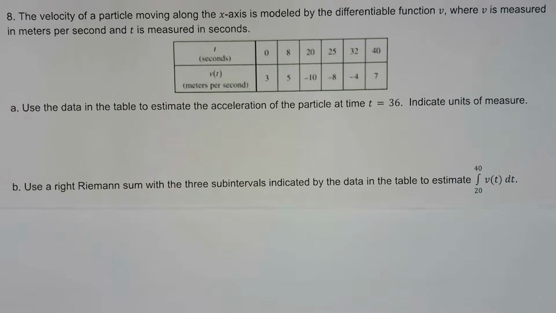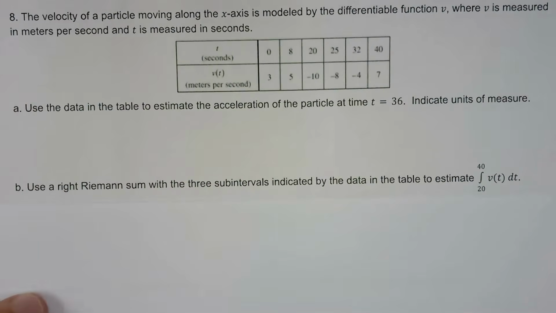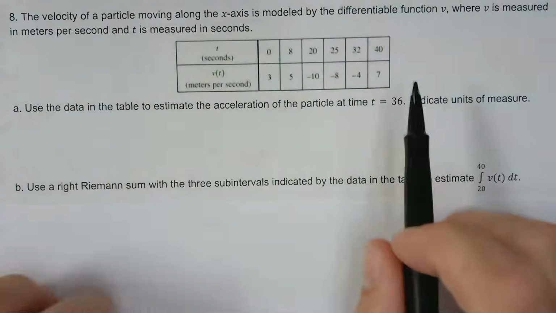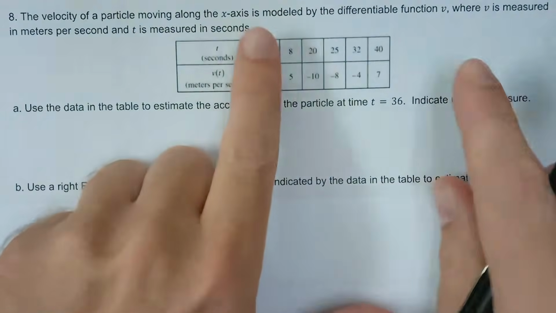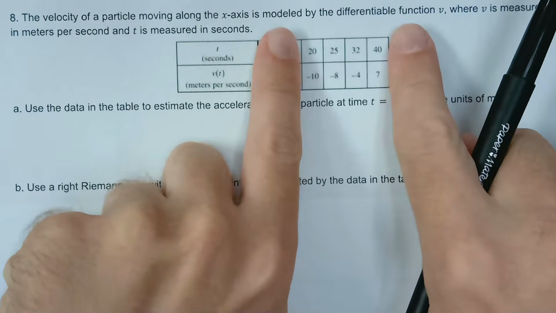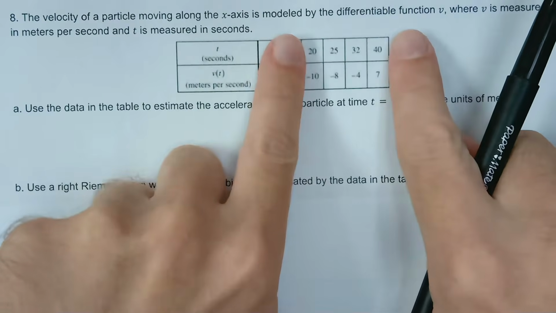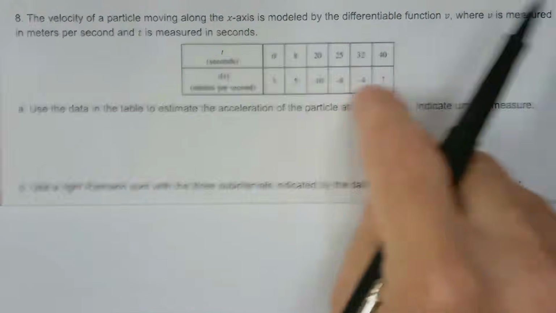Okay. Now, using a right Riemann sum with the 3 subintervals indicated by the data in the table to estimate the integral from 20 to 40. Now, you got to be careful, and I did this a couple times in this homework because we've seen this in AP Calculus, where they only want you to do a subset of the table data that they gave you to integrate. And if we're integrating from 20 to 40, we're really going to only need this stuff.